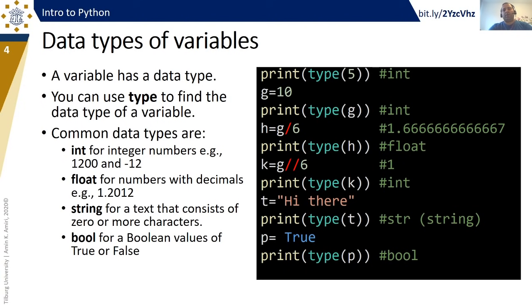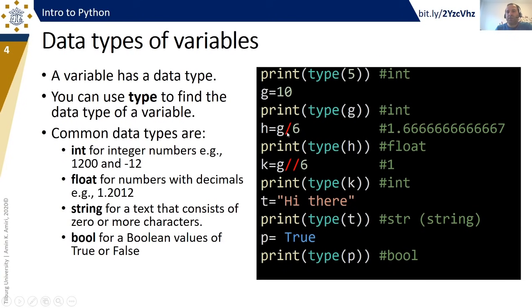A variable has a data type. Even constants have data types. For example, 5 has a data type. It's an integer. An integer is shown as int in Python. It's the data type of 5. You can use the type function to find out the data type of a variable. For example, if g is equal to 10, type g returns int, which is the data type of g.